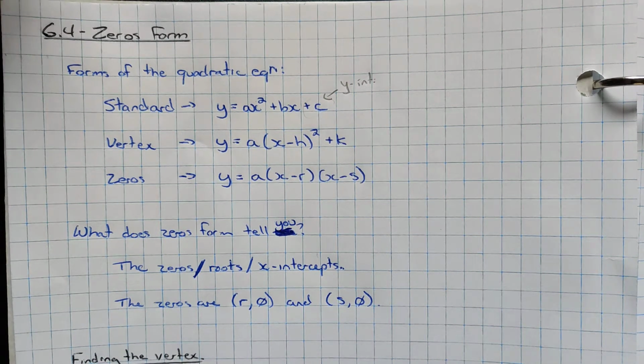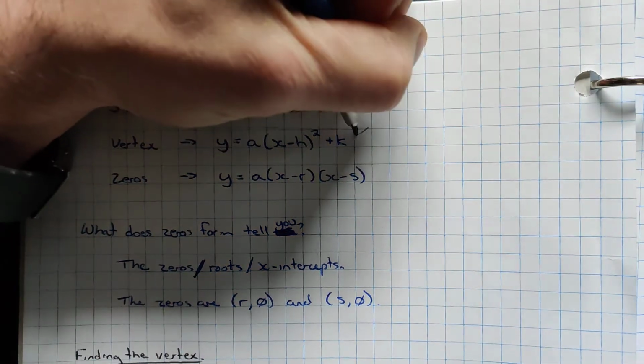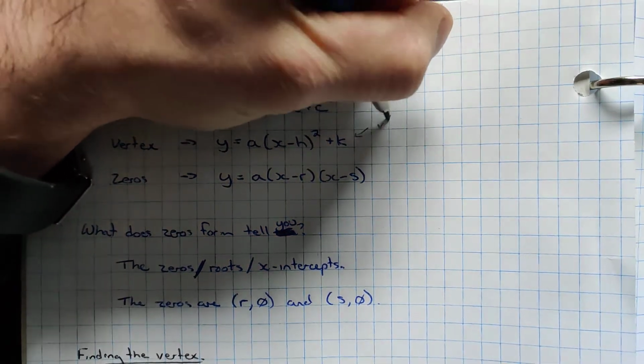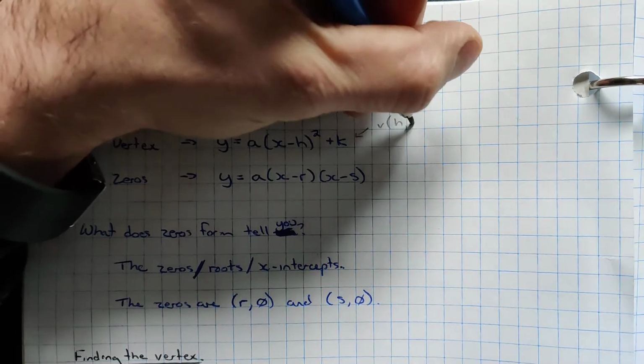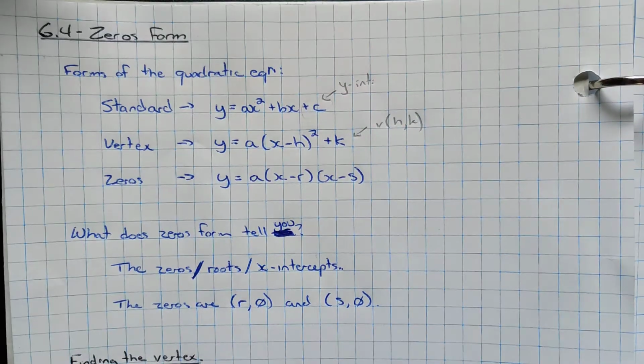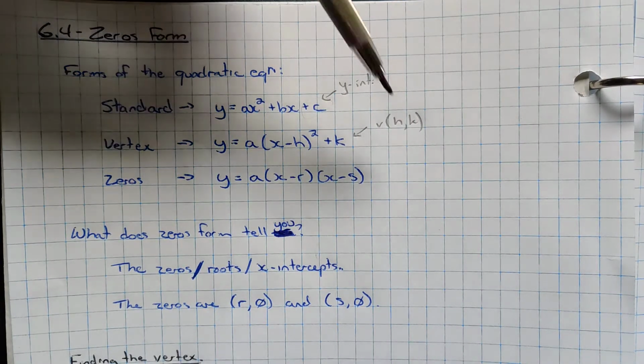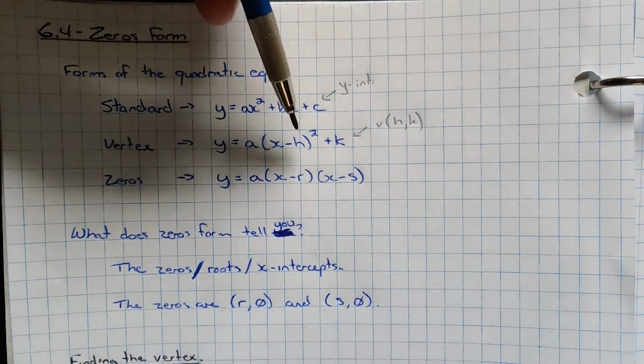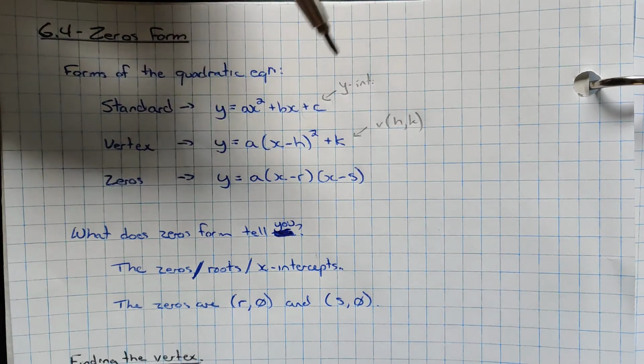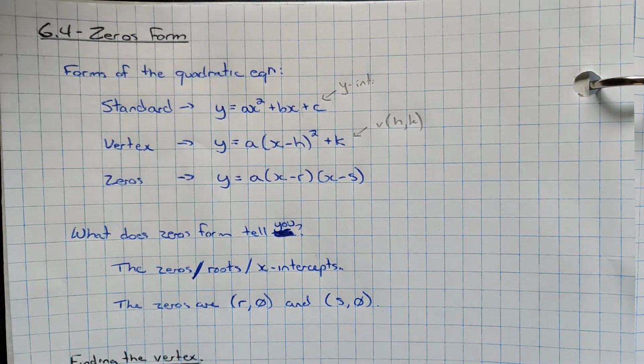In the case of the vertex form, we have our a, again, tells us our direction of opening up or down and our vertical stretch or compression. And then we've got the vertex at h and k. And again, remember that negative h there is because the h value flips when you put it into the vertex. So if it's negative 3 here, the vertex would be at positive 3 for the x value.